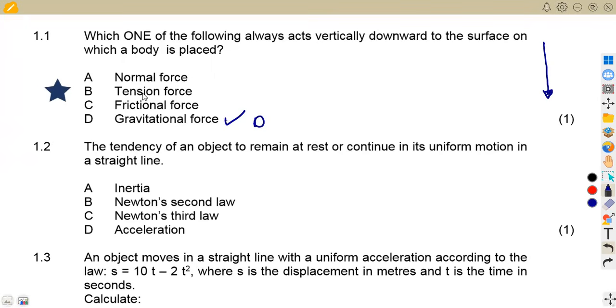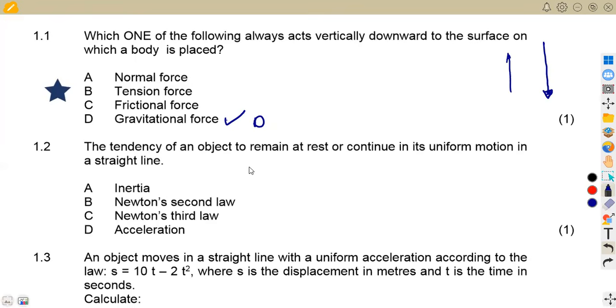If we are referring to the normal force, remember the normal force is the one that is going up. Then the frictional force is the force due to resistance. Then the tension force, there's an opposition that is happening. So it's not about going down or up. So the proper answer there was D.